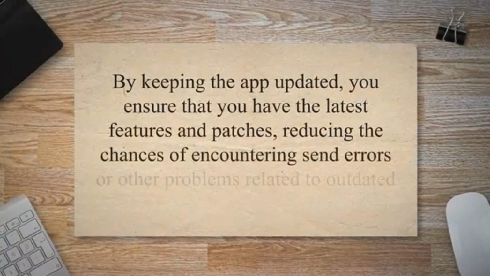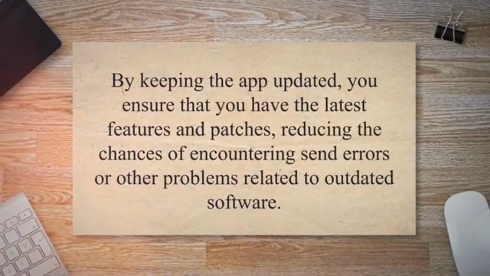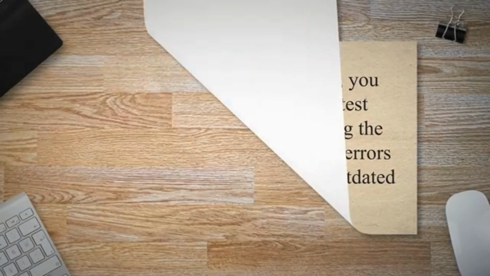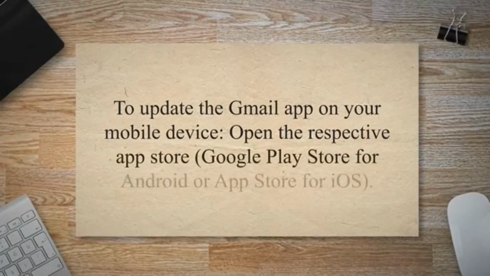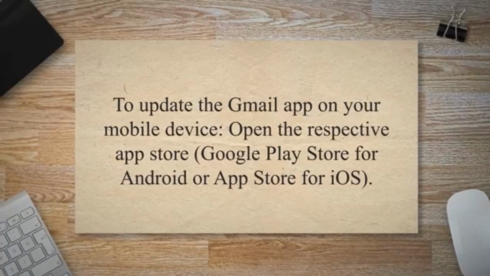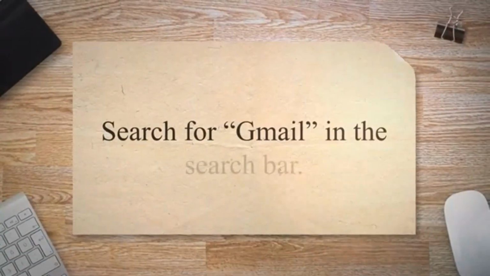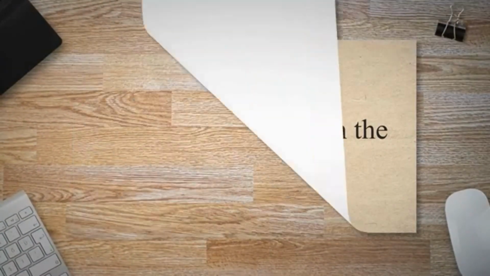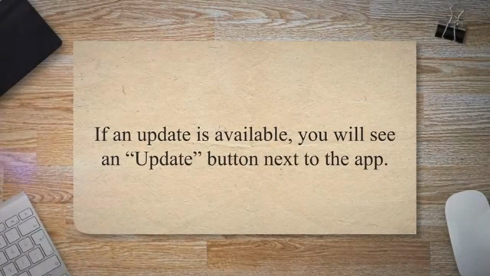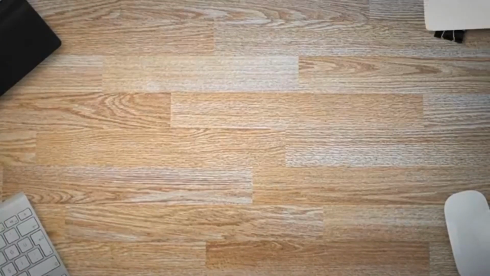By keeping the app updated, you ensure that you have the latest features and patches, reducing the chances of encountering send errors or other problems related to outdated software. To update the Gmail app on your mobile device, open the respective app store, Google Play Store for Android or App Store for iOS. Search for Gmail in the search bar. If an update is available, you will see an update button next to the app. Tap on it to initiate the update process.